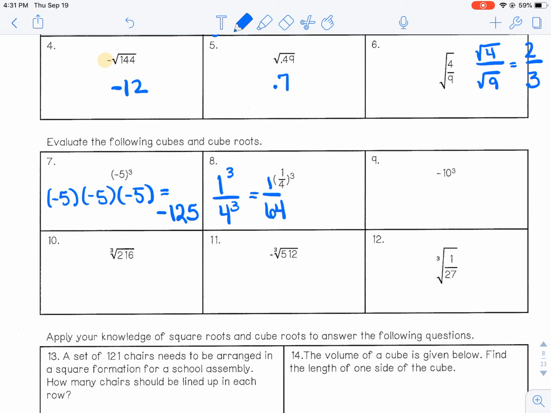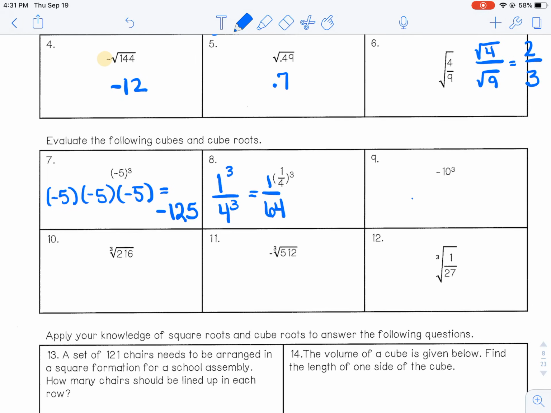Number 9, we have negative 10 raised to the third power. So negative 10 times negative 10 times negative 10. If you have to flip back to the front page, you know that it's going to give you 1,000. And because we have a negative times a negative times a negative, our answer is also negative.